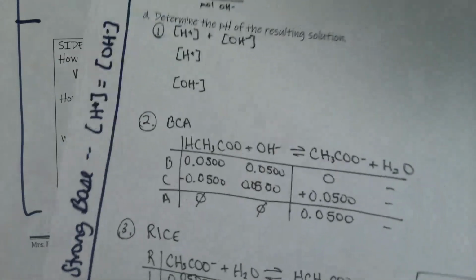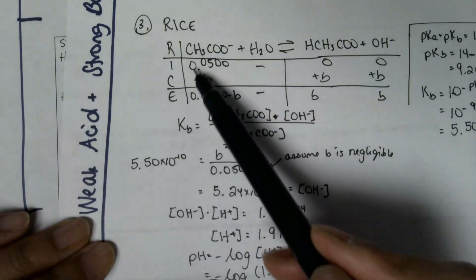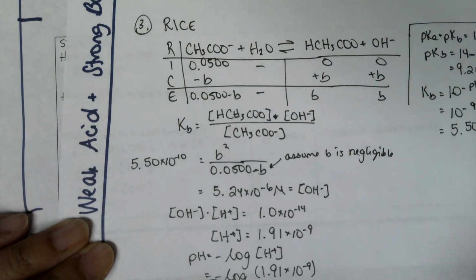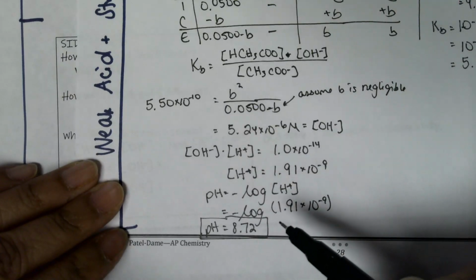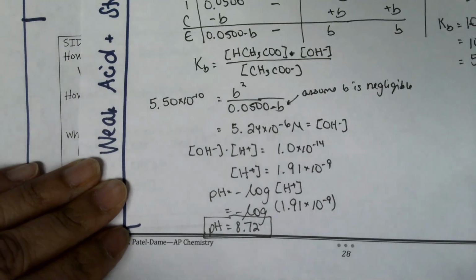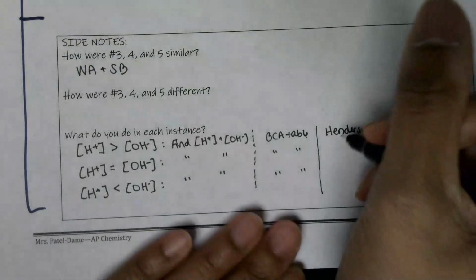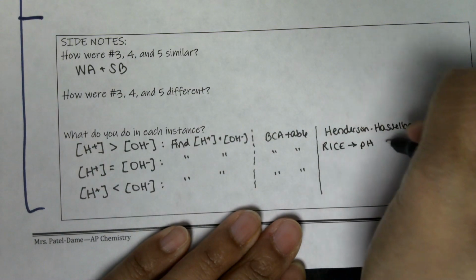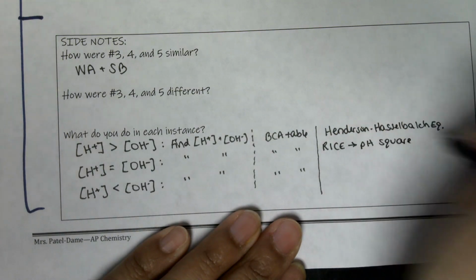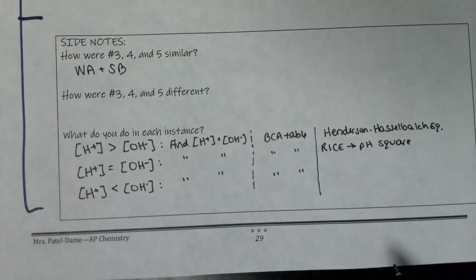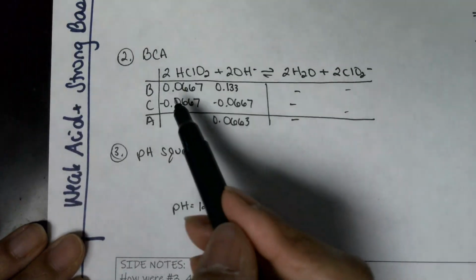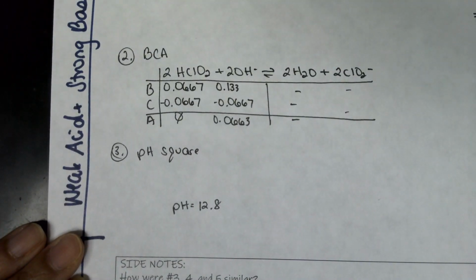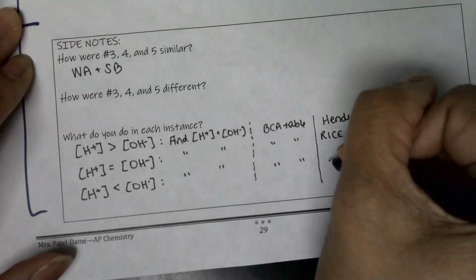In example 4, we had equimoles of H plus and OH minus. So we put it into the RICE table, and then from the RICE table, we put it into the pH square. So we'll say RICE and then pH square. For this example, where you had excess OH minus, we just put it into the pH square.